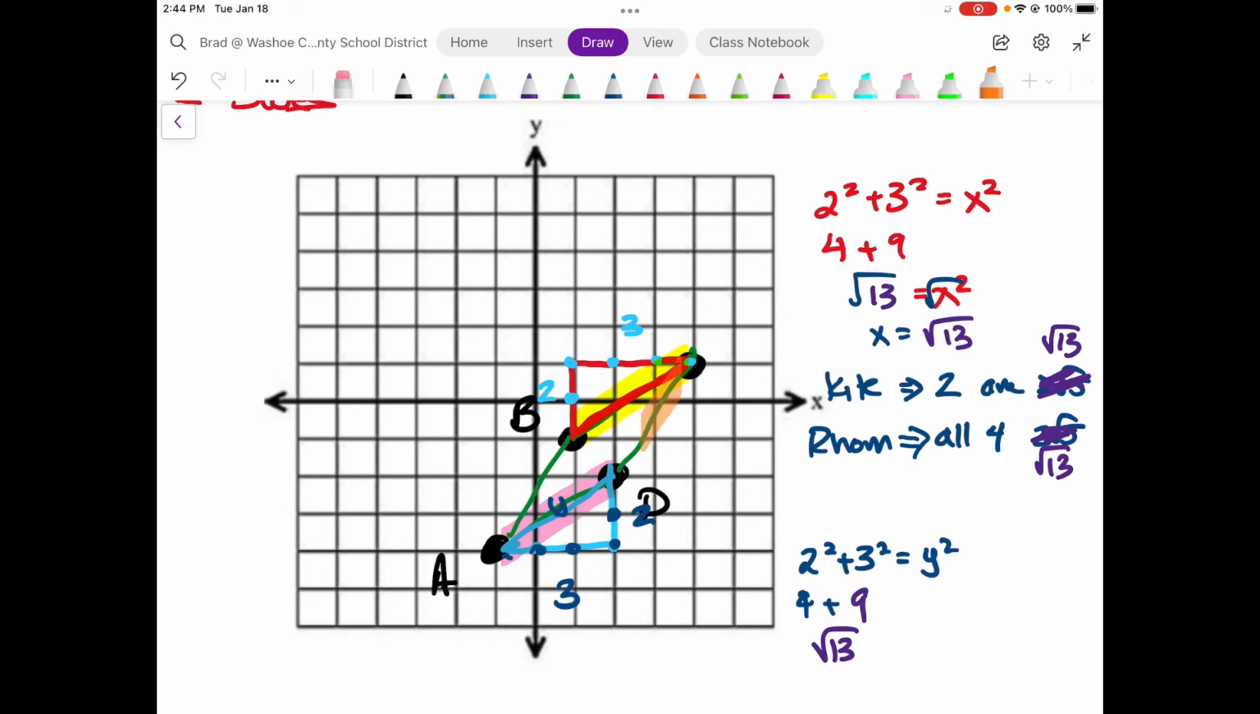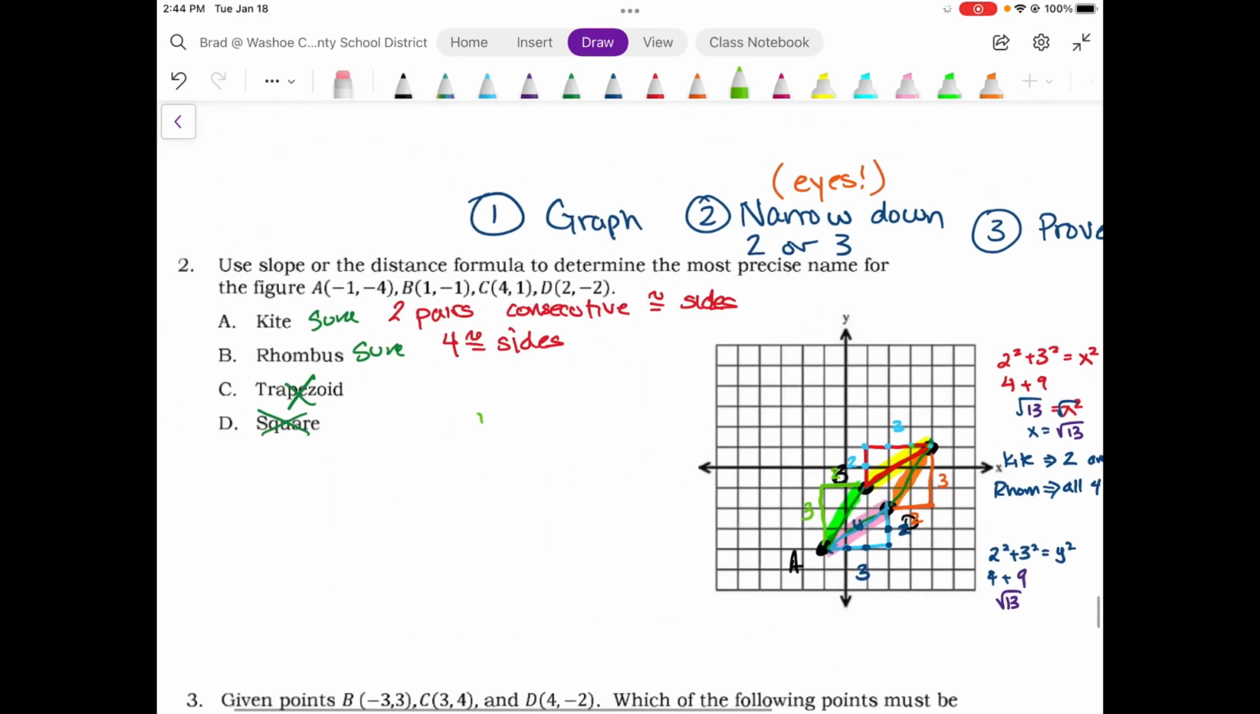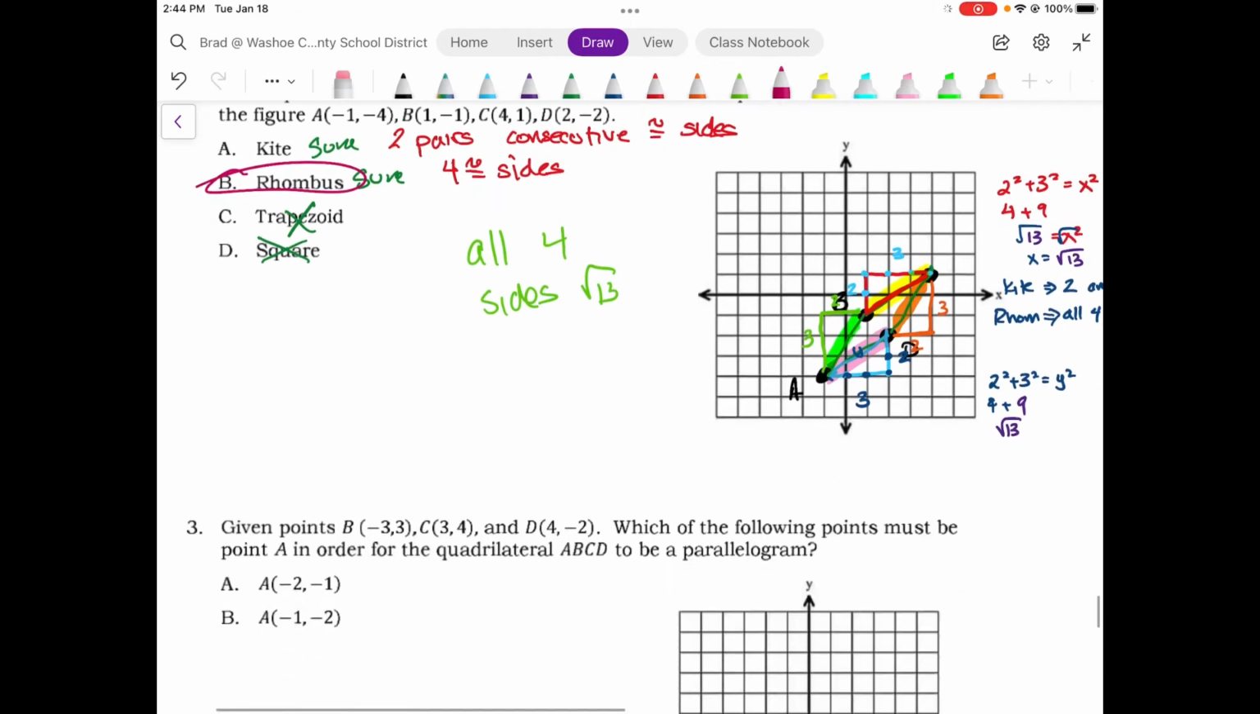So let's do this one right here in orange. So this is 2 and this is 3. We've already done that math, so we're probably pretty good there. And what about this one? Right triangle, 2, 3. So all 4 sides are going to be root 13. So this is going to be a rhombus. Cool with that? So that's basically what we're going to be doing, is using those 3 steps to really make this work. So we could do this kind of stuff all day long, okay?